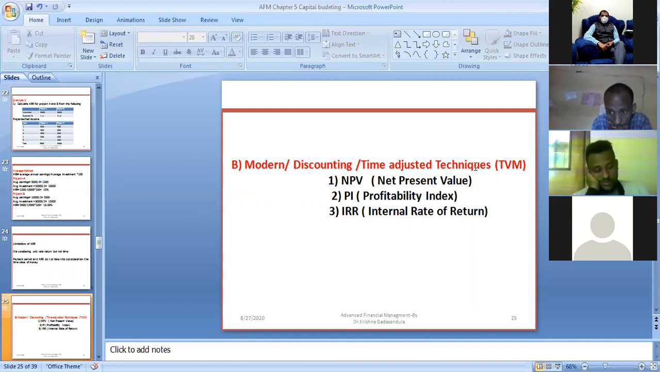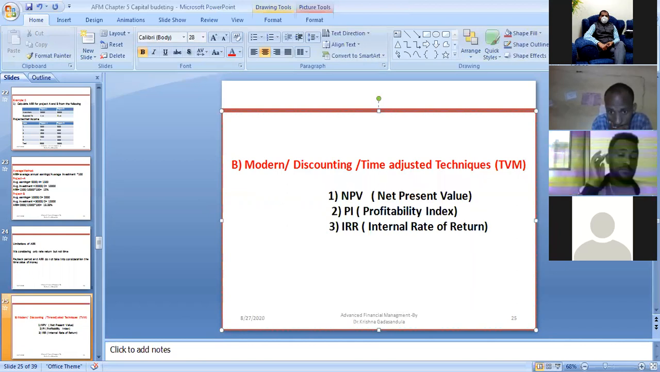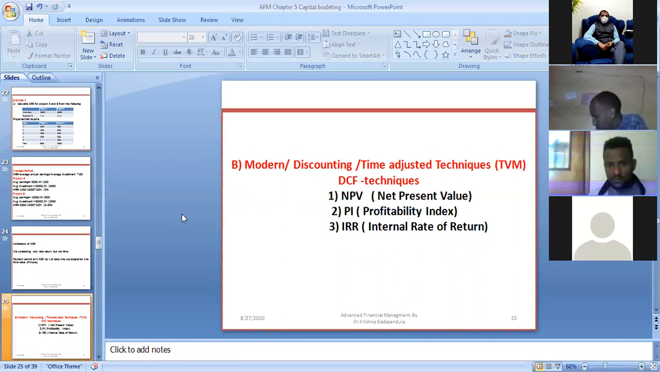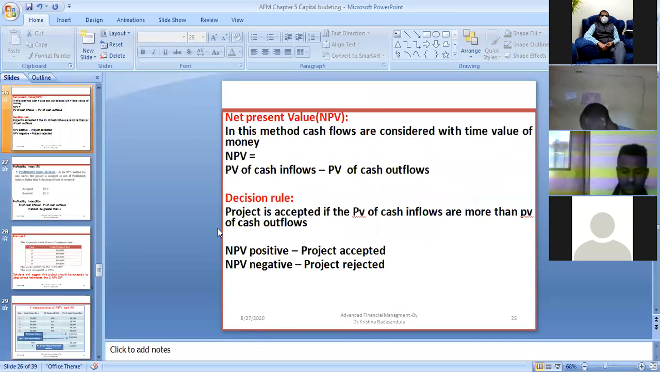This is also called the DCF technique. DCF means discounted cash flow. How do we calculate these discounted cash flow techniques?